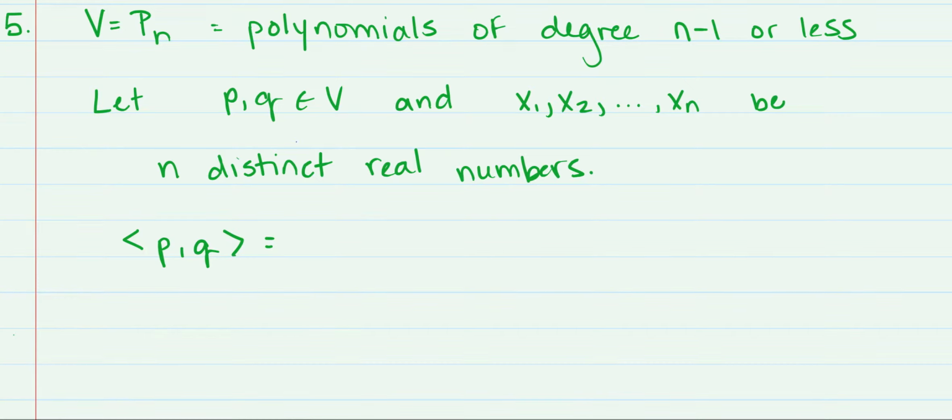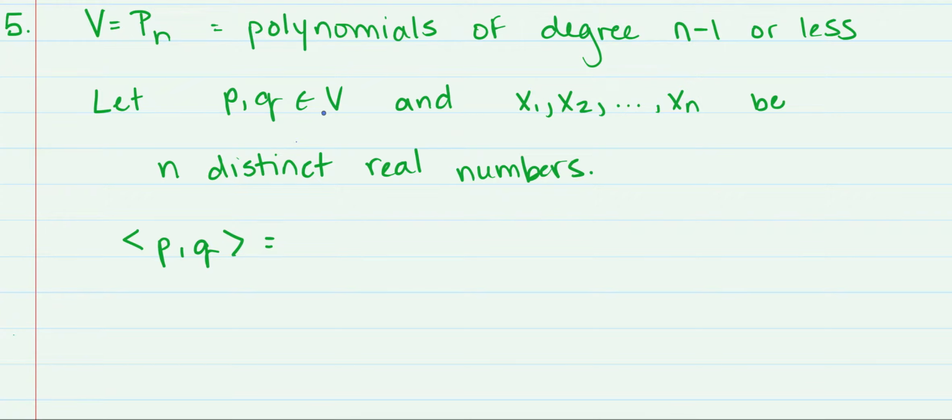I want to give you one more example of an inner product space, and then I want to talk about some properties of inner product spaces. So the example I'm going to give you is the vector space Pn, which is the polynomials of degree n minus 1 or less, and we're going to define the inner product in the following way.